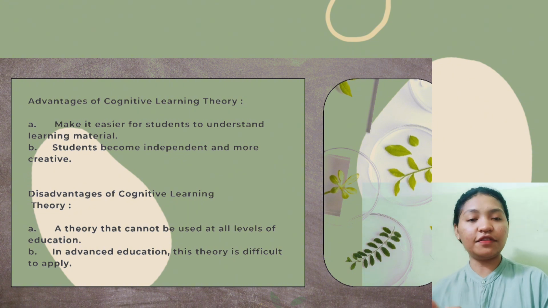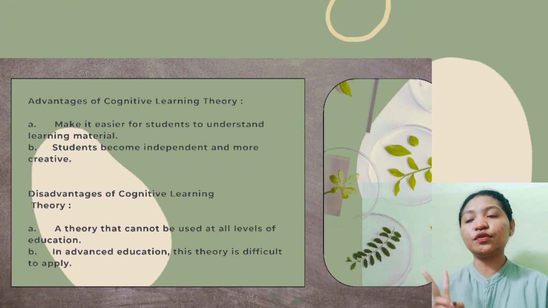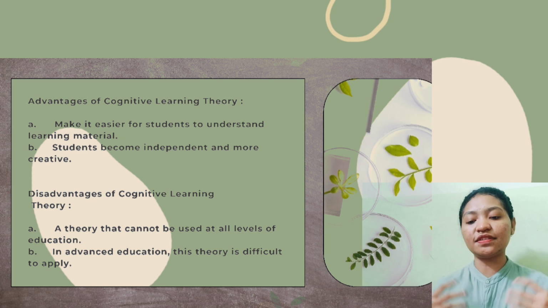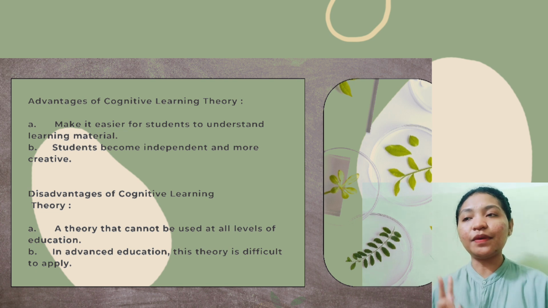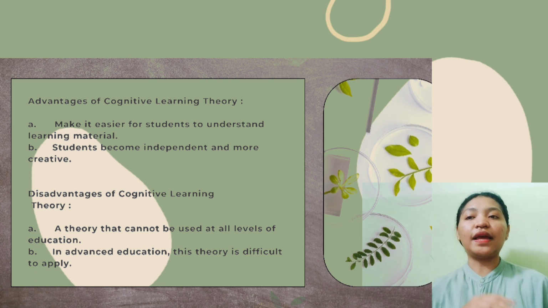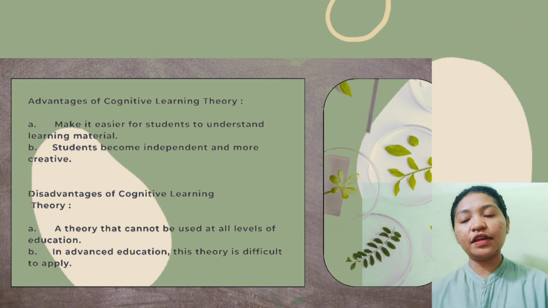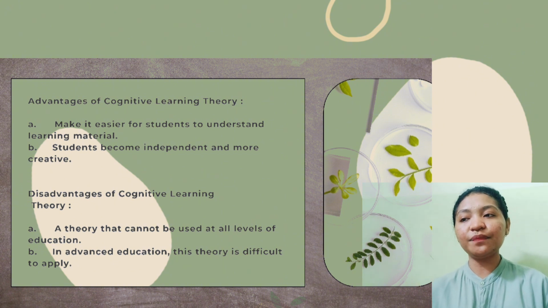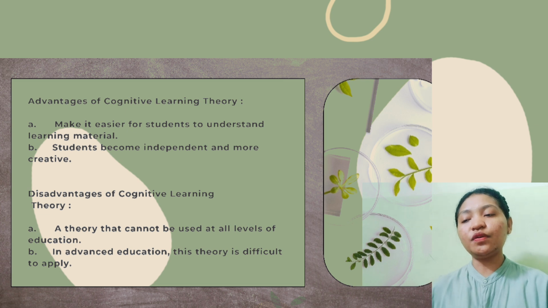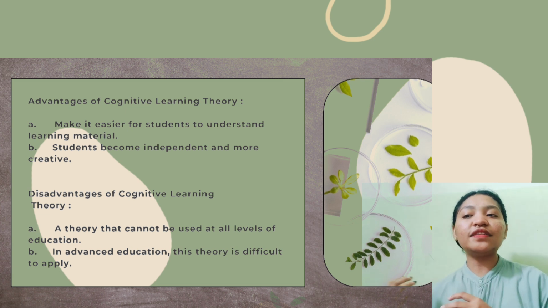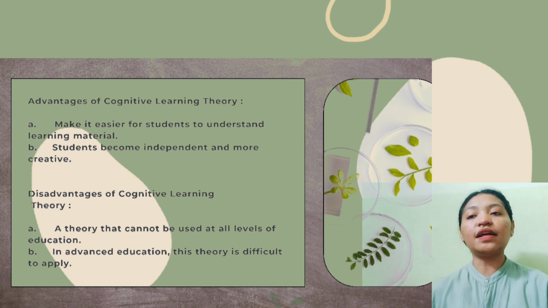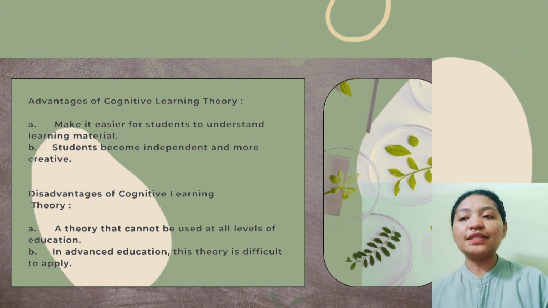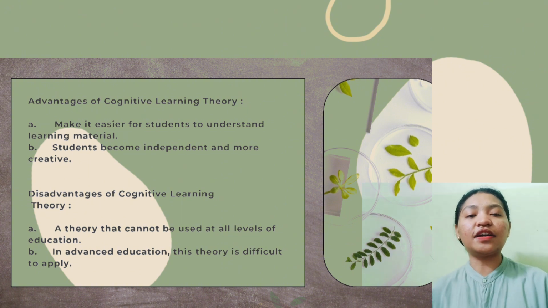Advantages of cognitive learning theory. I have 2 points. Point A, it makes it easier for students to understand learning material. Point B, students become independent and more creative. And for the disadvantages of cognitive learning theory, I have 2 points also. For point A, the theory cannot be used at all levels of education. For point B, in advanced education, this theory is difficult to apply.